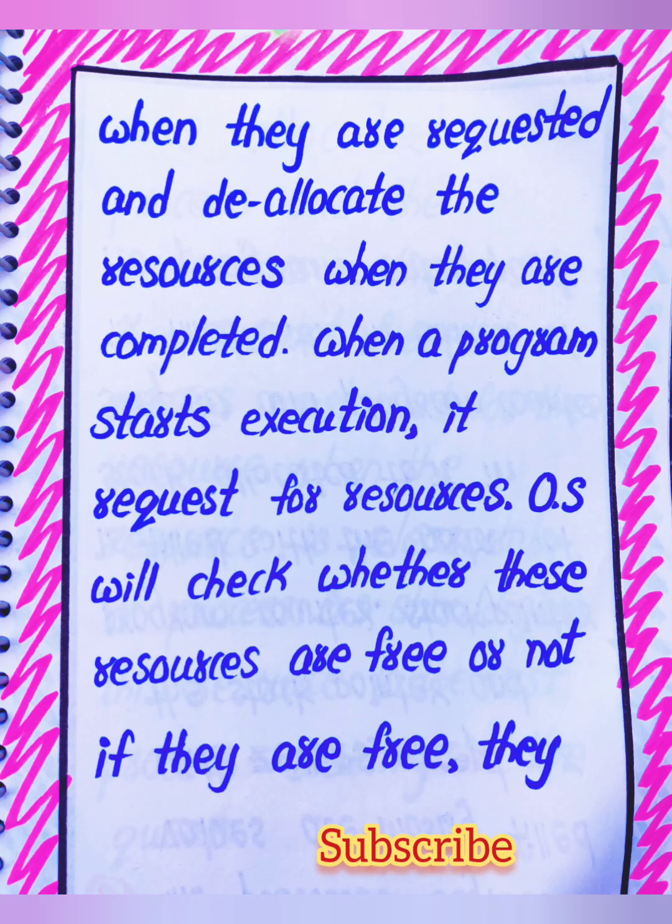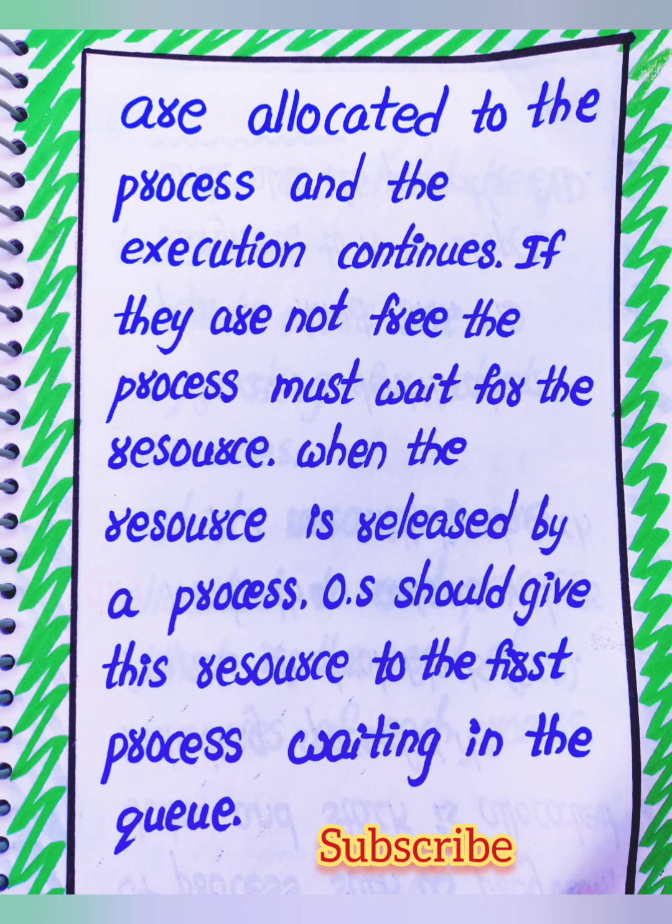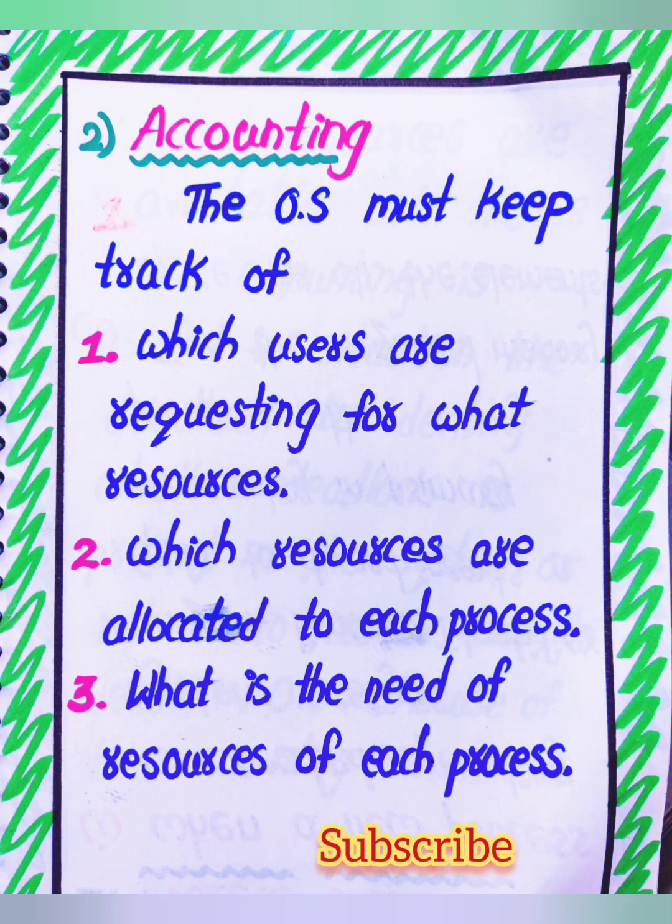When a program starts execution, it requests for resources. OS will check whether these resources are free or not. If they are free, they are allocated to the process and the execution continues. If they are not free, the process must wait for the resource. When the resource is released by a process, OS should give this resource to the first process waiting in the queue. Second one, accounting.